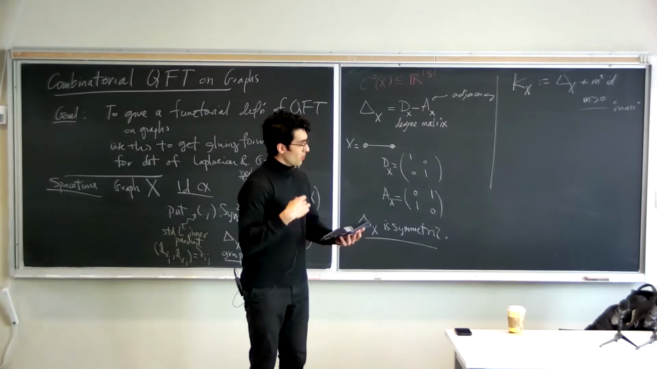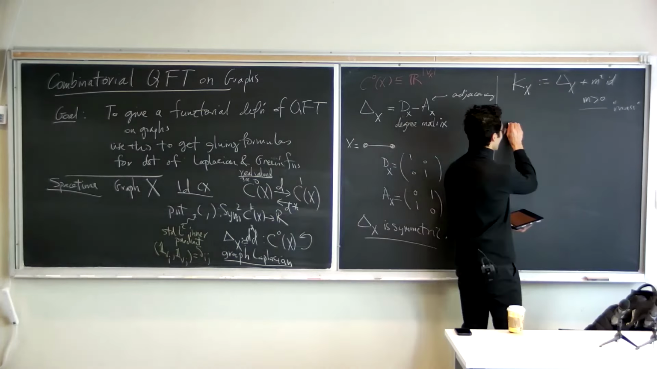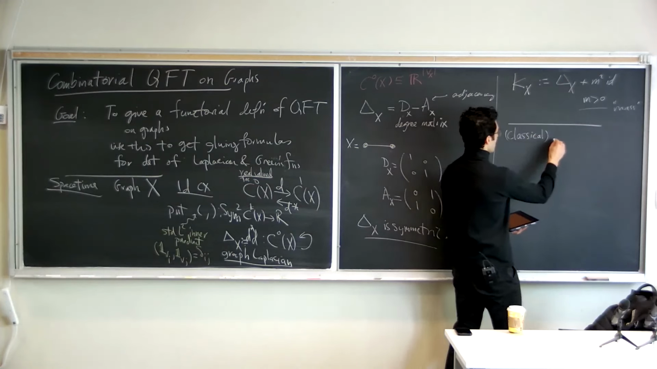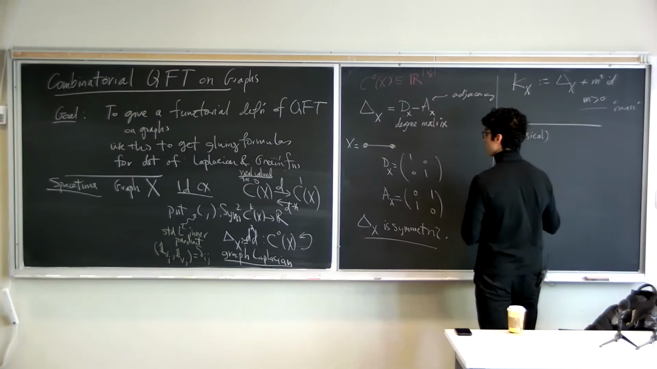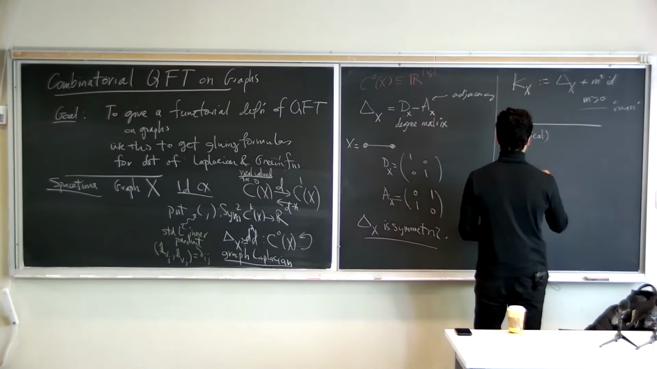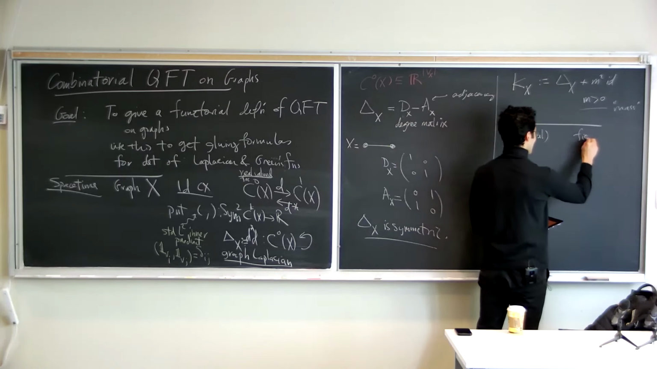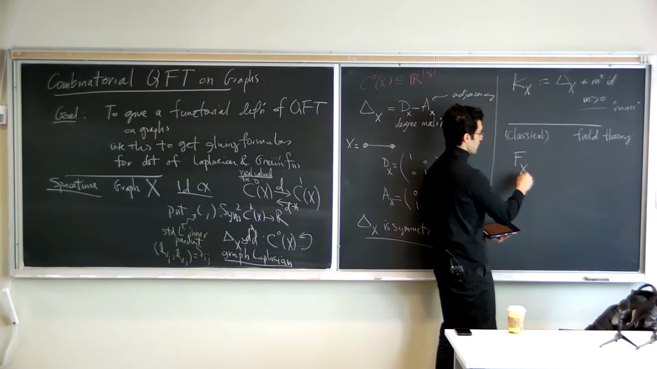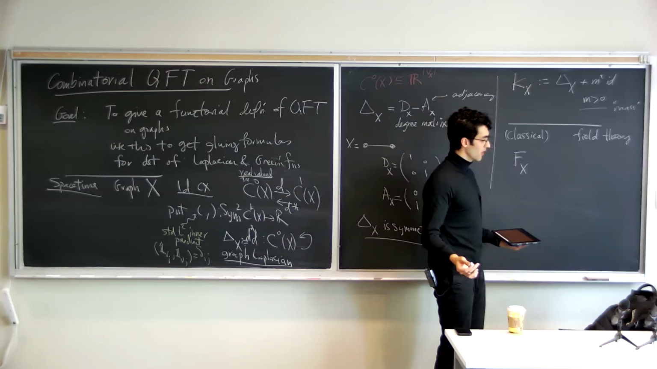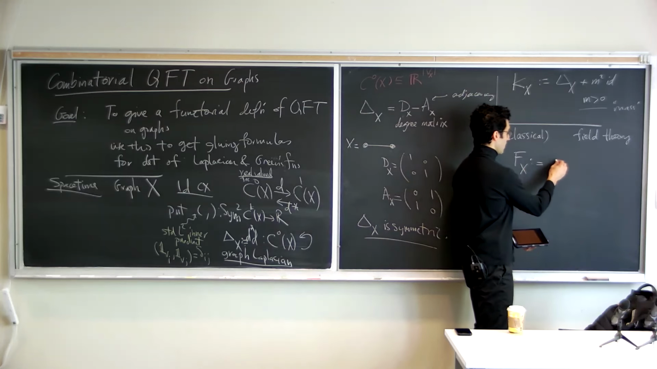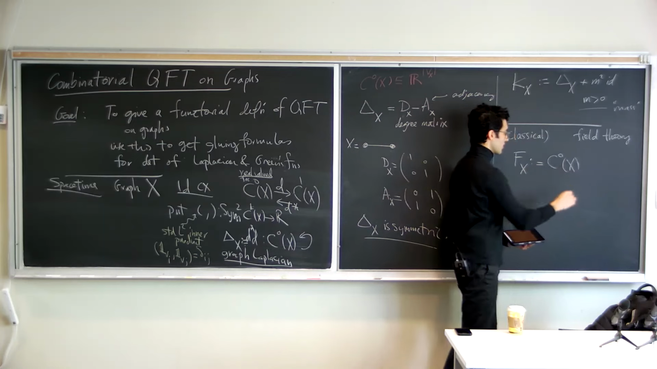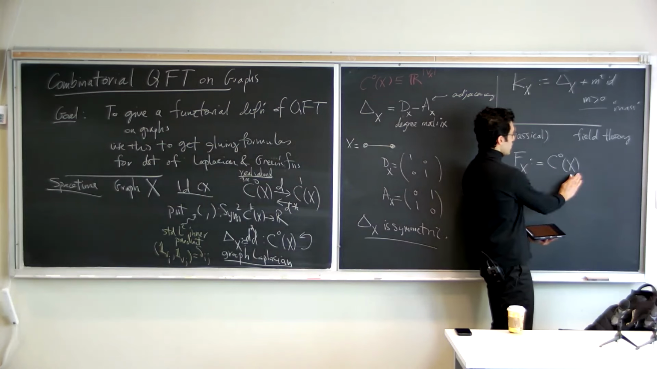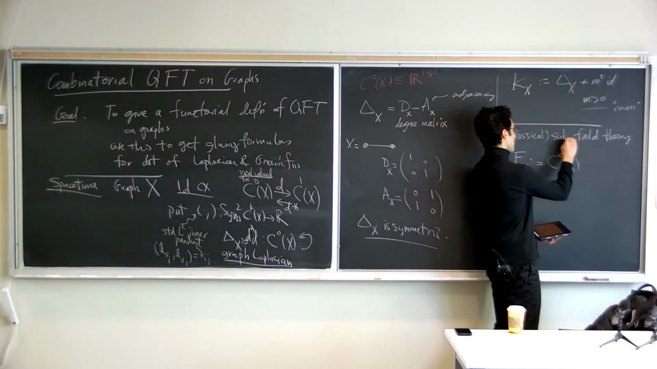Okay, so now I'm in a position to define the classical field theory. For a field theory, I have to tell you what the space of fields is. In this case, I'm going to let it be C0, just the functions on vertices. Because of this choice, it's called a scalar field theory.